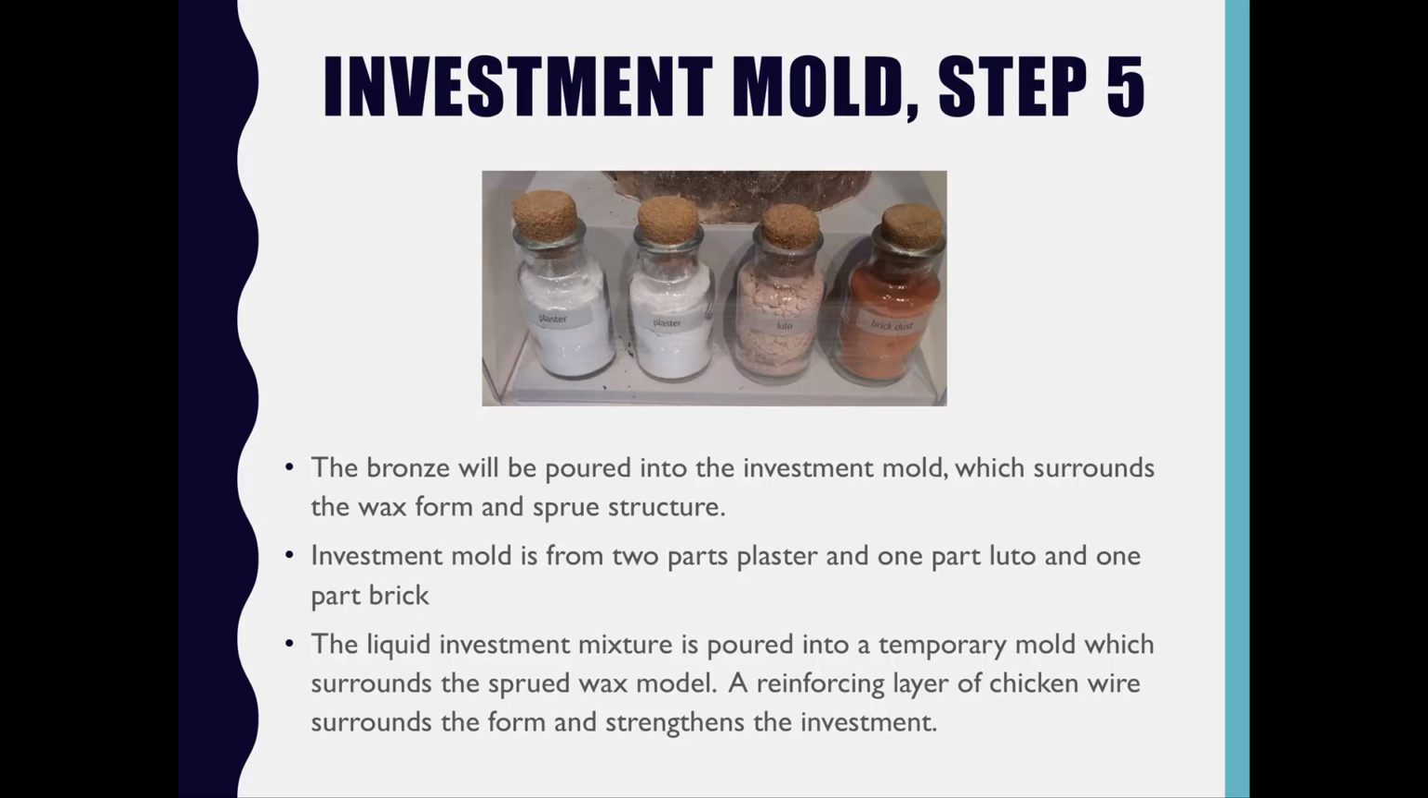The next step is basically creating the investment mold. In this image you can see what they actually use. It's 2 parts plaster, 1 part luto, and the other is brick dust, which are combined together with water to make it liquid. This investment mixture is poured into a temporary mold which surrounds the sprued wax model, reinforced with layers of chicken wire surrounding the form to strengthen the investment.